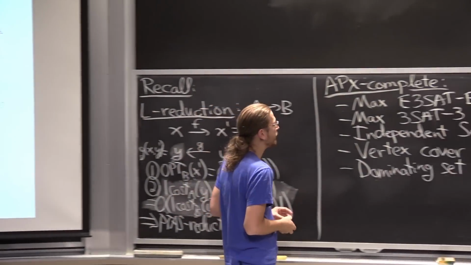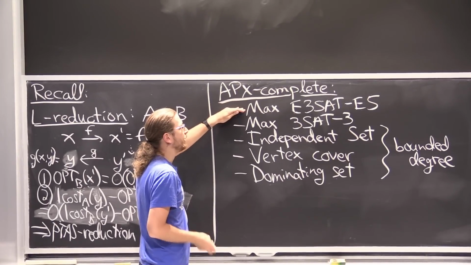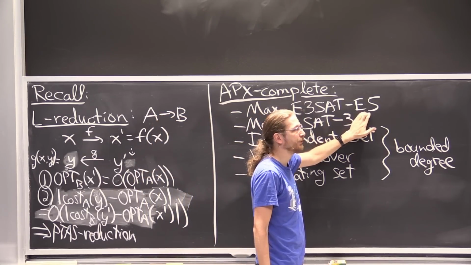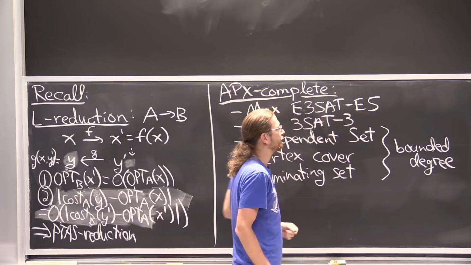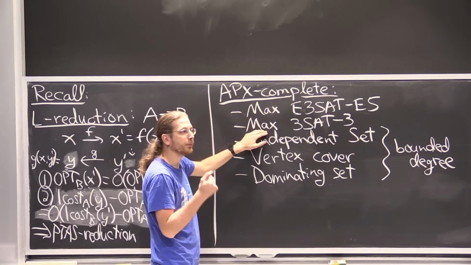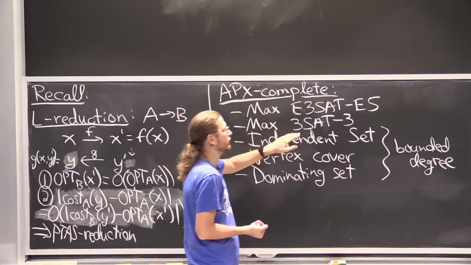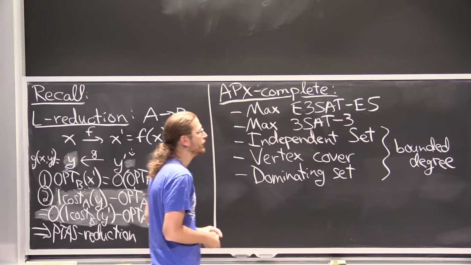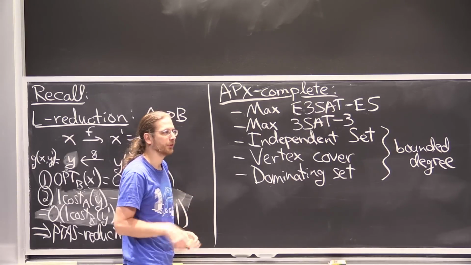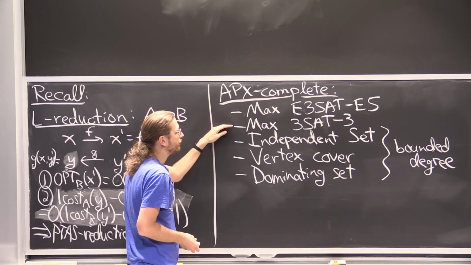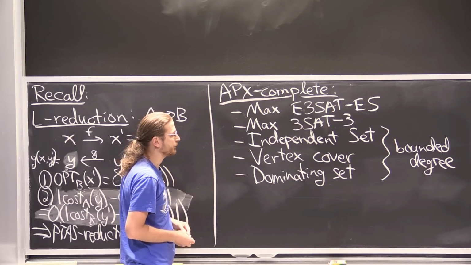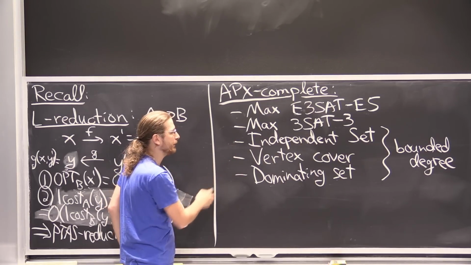And then we did a few reductions. I claimed that Max E3-SAT-E5, with exactly 3 distinct literals per clause and exactly 5 occurrences of each variable in 5 different clauses, was APX-complete. We didn't prove it. What we did prove is that, assuming Max 3-SAT is APX-complete, we reduced that to Max 3-SAT-3, with at most 3 occurrences of each variable, first by using an expander and then splitting the variables with the cycle of implications trick. And then we reduced from that to bounded degree: I think we did max degree 4, but all of these can be done in max degree 3. Independent set, vertex cover, and dominating set.